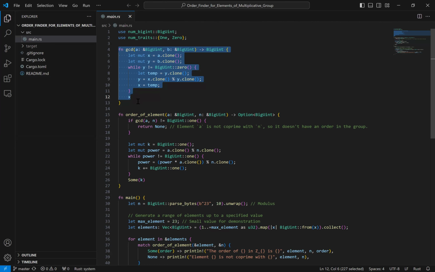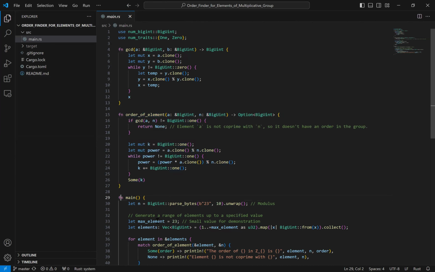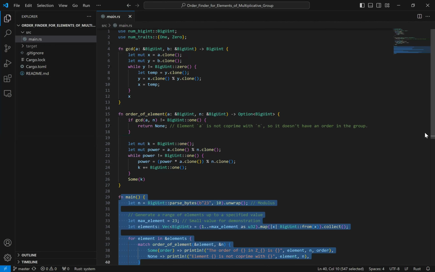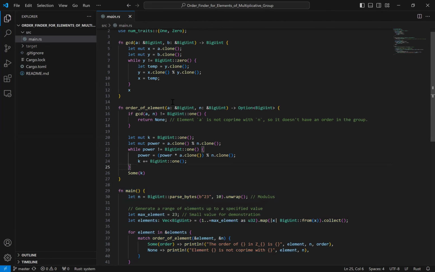If it belongs to the group, this one takes over and then finds the order of that element. But if it does not belong to the group, then it means it's not relatively prime, and therefore it has no order. It has no order because it does not belong to the group in the first place. And there's the main function here that will then be printing the results. So this one has 3 functions.